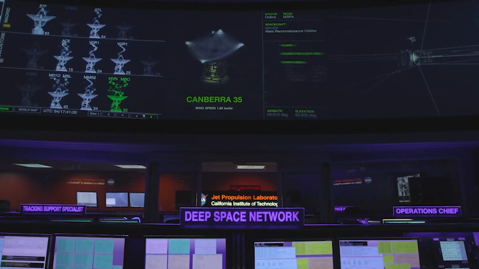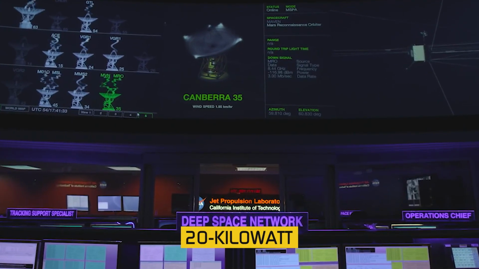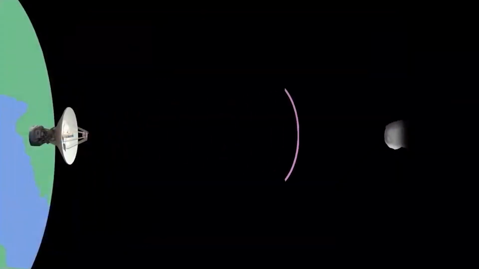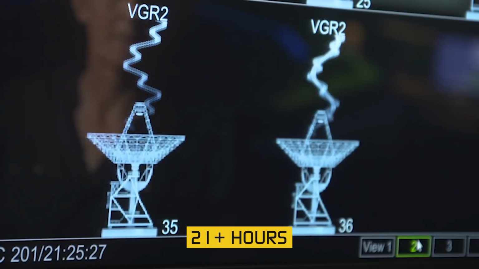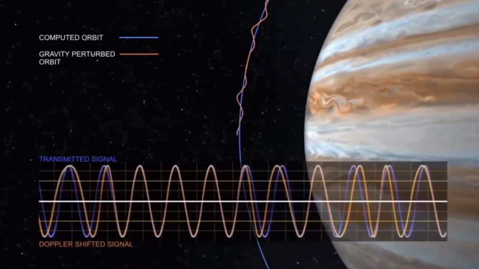Using the deep space network, NASA transmits a 20 kilowatt radio signal from Earth. It takes more than 21 hours for the signal to reach Voyager 1. The space probe's sensitive antenna picks up the signal and replies using a 20 watt signal. It takes another 21 plus hours to reach the Earth. And as the signal travels through space, it weakens. By the time it reaches Earth, it's barely detectable.